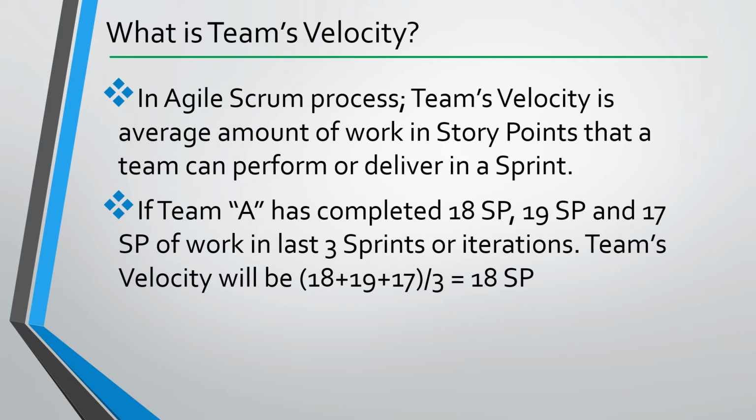So that simply denotes this number. There is no guarantee that this number should be high or should be low. All it depends on is what the team is committing, how much work they are delivering on an average. So this simply means this particular team A can deliver 18 story points of work in an iteration or a sprint.